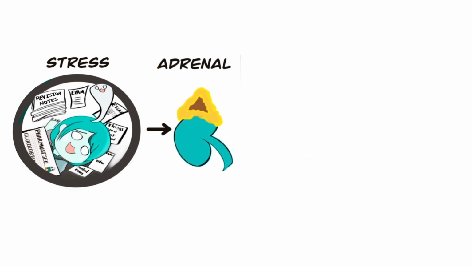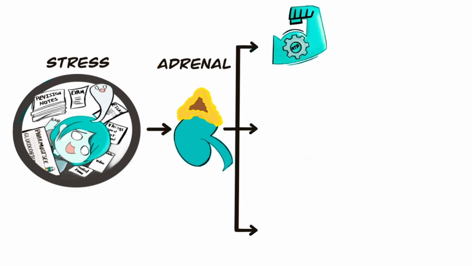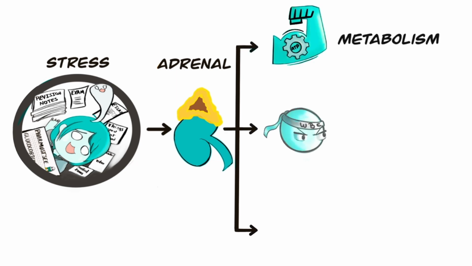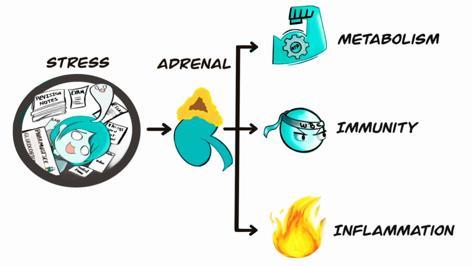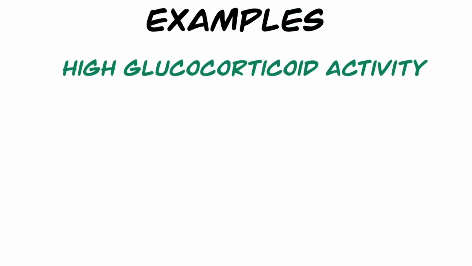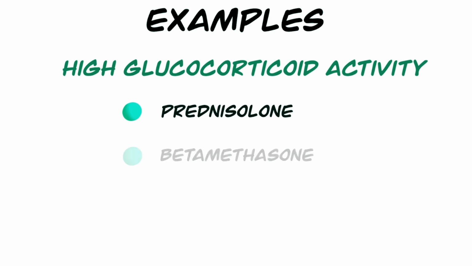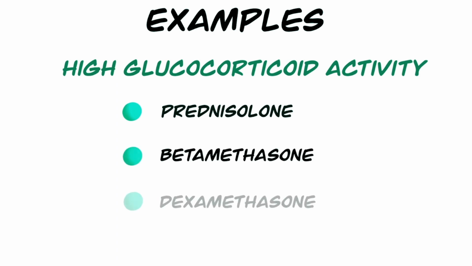So the glucocorticoid is produced by the adrenal gland in response to stress, and they play a critical role in regulating metabolism, immune function, and inflammation in the body. So the main examples of synthetic corticosteroids with high glucocorticoid activity include prednisolone, betamethasone, and dexamethasone.